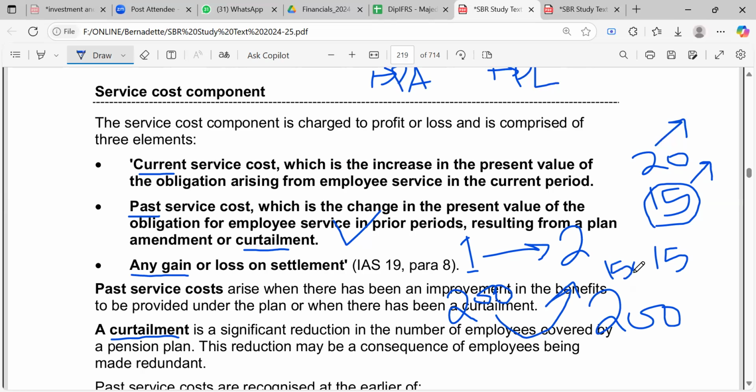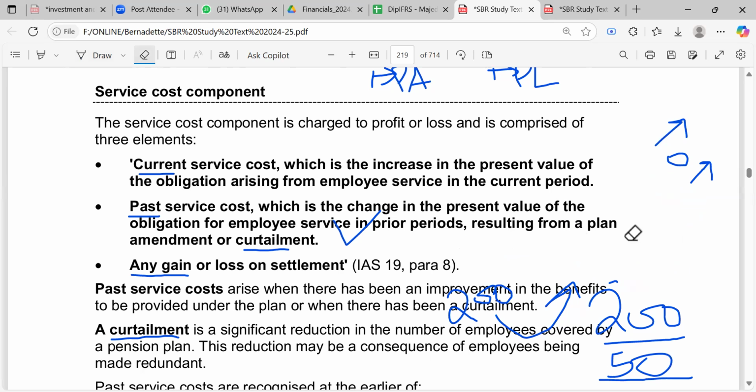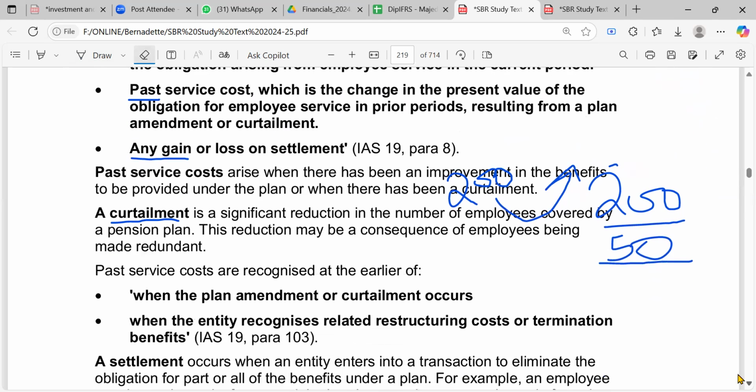You see that? So by doing this, entity one has made a gain on settlement, right? Because it has removed a huge liability by paying only how much? Only 150. It gives a net of how much? Of 50, right? So this standard is just like the reality of what happens in the offices. So I think that's the example, and we can go down now to the past service cost.